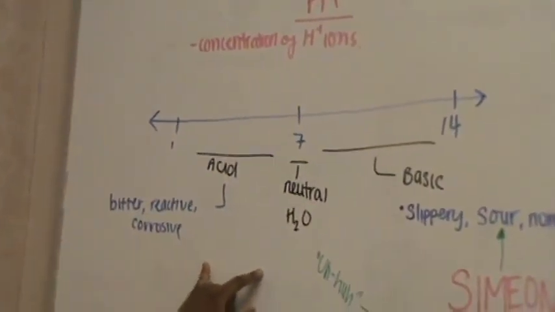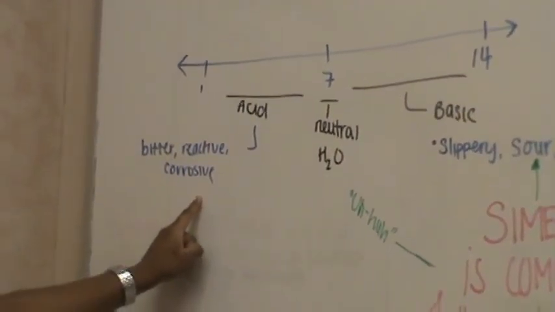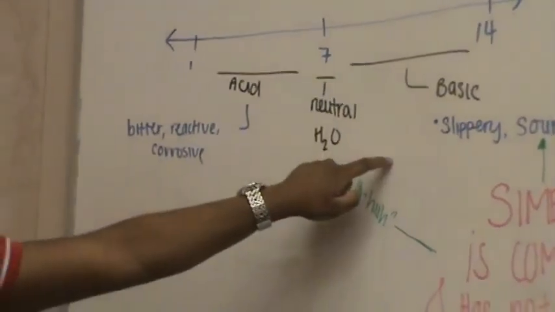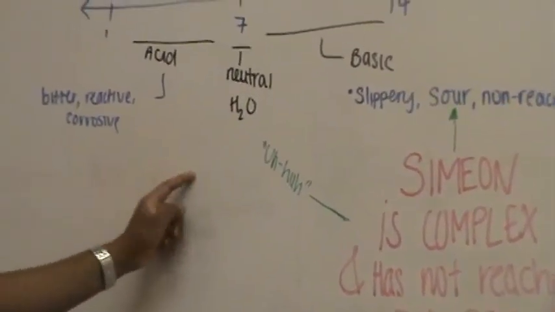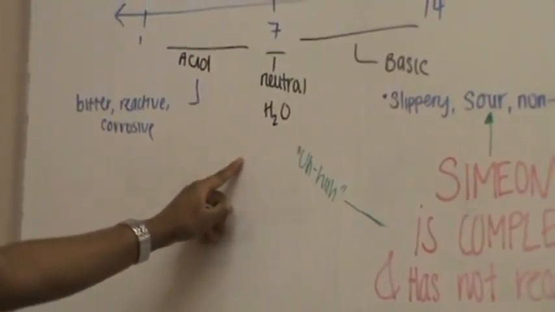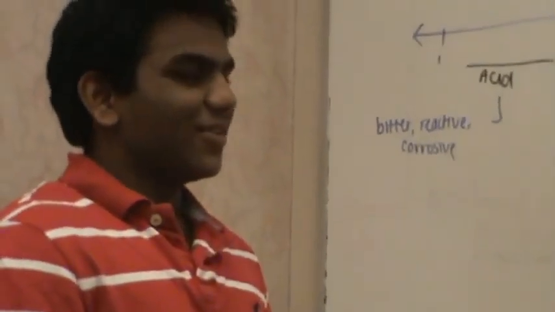So pH ranges on a scale of 1 to 14, 1 being highly acidic, and 14 being highly basic, and 7 is neutral. One of the common compounds that are neutral is water, so that's usually where we start off, with a pH of 7. pH is the concentration of hydrogen ions.